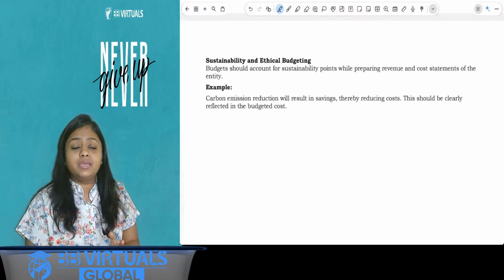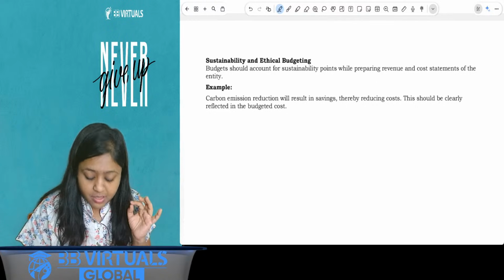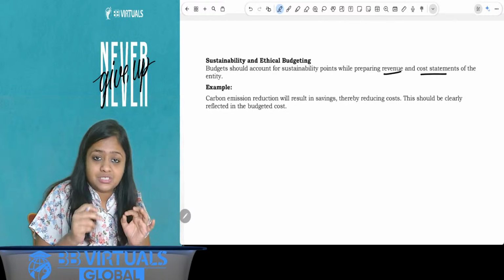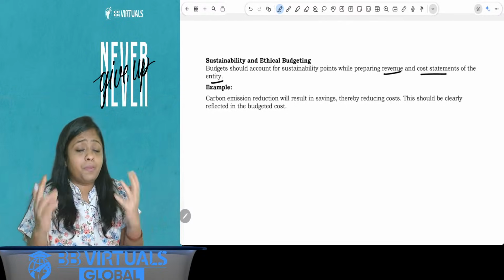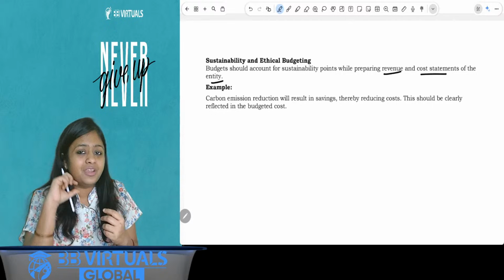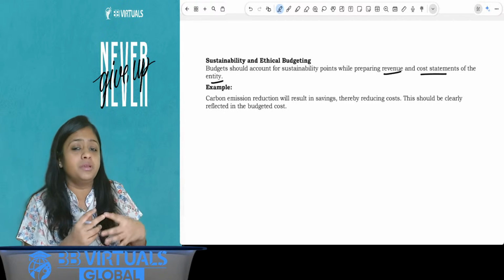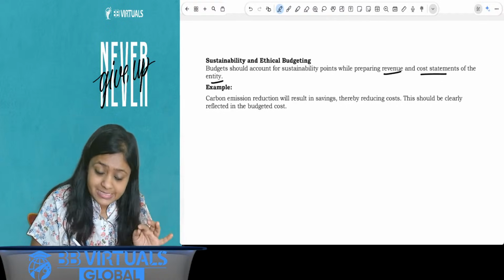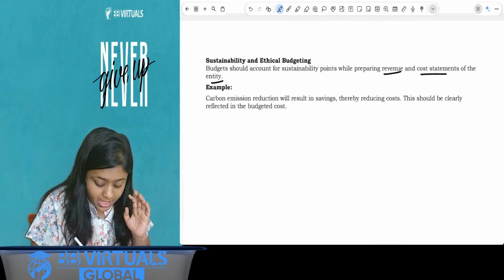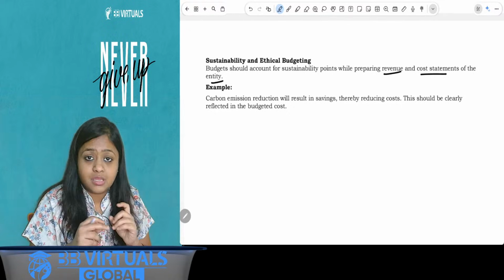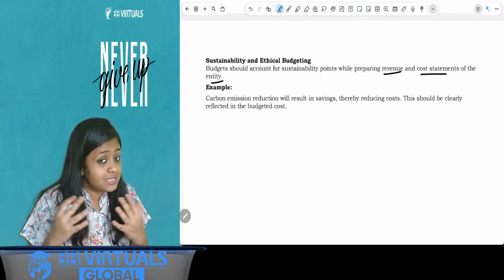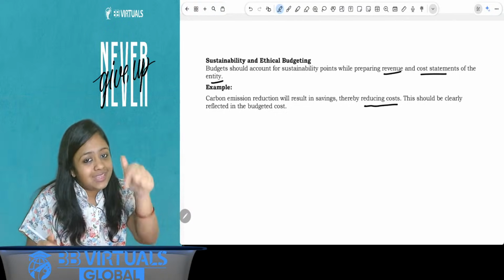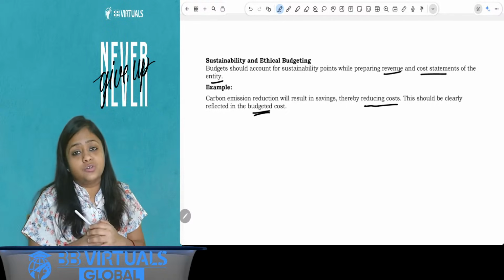Sustainability in ethical budgeting means the budget should account for sustainability while the revenue and the cost budgets are being prepared. That means if I'm preparing a cost budget, the expenditures that have gone towards sustainability, environment, society and all should be highlighted separately. For example, carbon emission reductions will always result in savings. Savings is good for the entity. It will help in reduction of the cost, and this should be clearly reflected in the budgeted cost also.